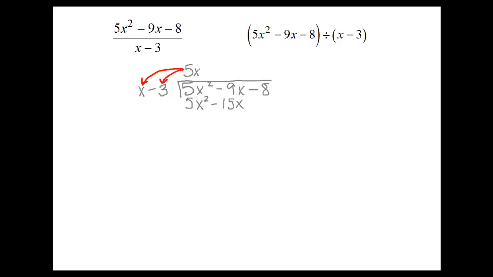Okay, so let's review just a little bit what we did. We looked at the first term and the first term. We used those to help us decide that the first part of our quotient here is 5x. And then I took that 5x and distributed it, multiplied it down times the expression that's outside here. I'm going to go ahead and erase my little arrows so we don't end up with too much stuff going on. All right, now we're ready for the next step.